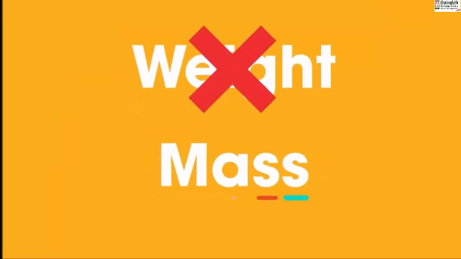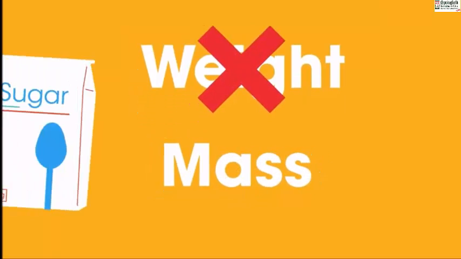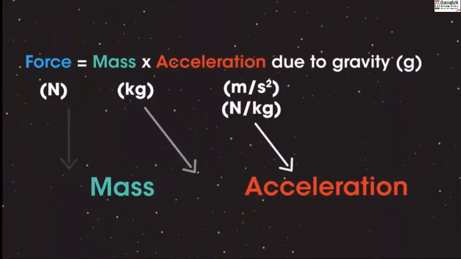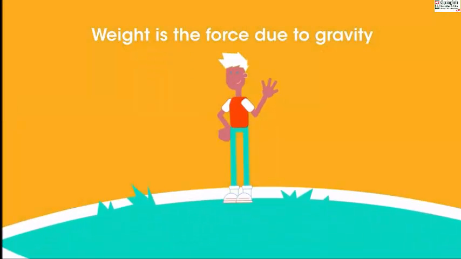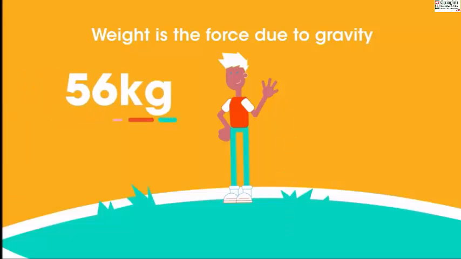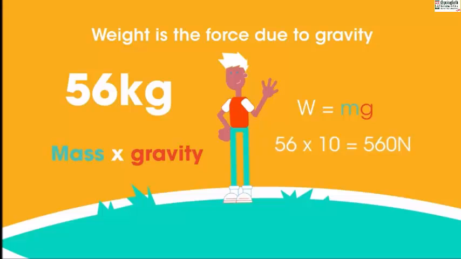In everyday life, we use the word weight when in fact we mean mass. The bag of sugar has a mass of 1 kilogram. Weight is the force due to gravity, and that depends upon the masses of the two objects that are attracted. On Earth, my weight is mass times gravity, so roughly 56 kilograms times 10, which is 560 newtons.